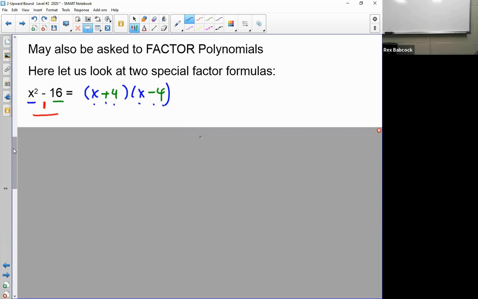Here's another one. Say I had h squared minus 25. I hope that seems like an easy problem for you. It's a difference of perfect squares. It's h plus 5 and h minus 5. And if I multiply out those polynomials, it would give me what I have here originally if I did the FOIL on this.